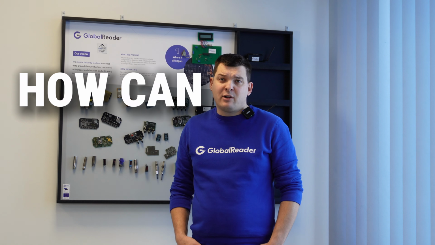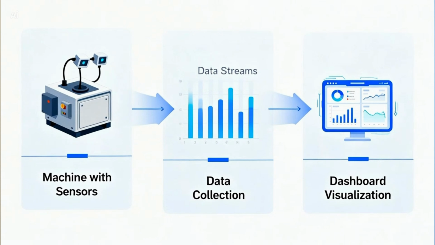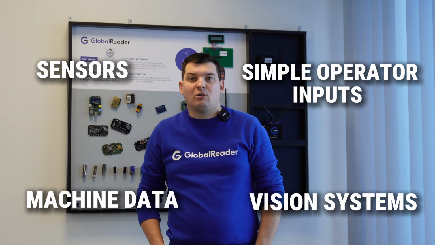We know what cost of quality is and why it is important. So how can one company measure it? In a modern MES environment like GlobalReader, quality measurement happens automatically at every production step. That means every product is checked against your quality criteria automatically through sensors, vision systems, machine data, and simple operator inputs, all feeding into one real-time digital record.